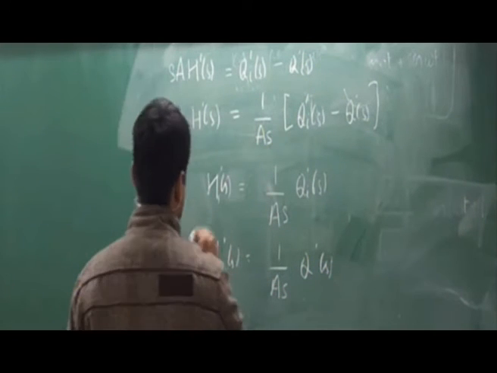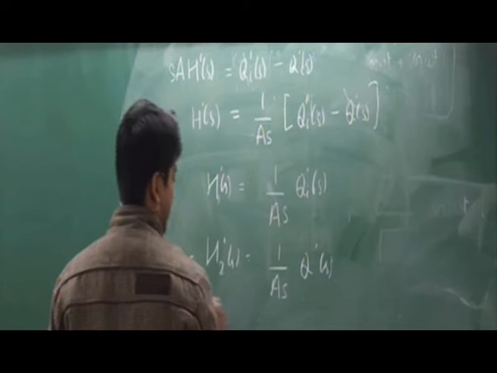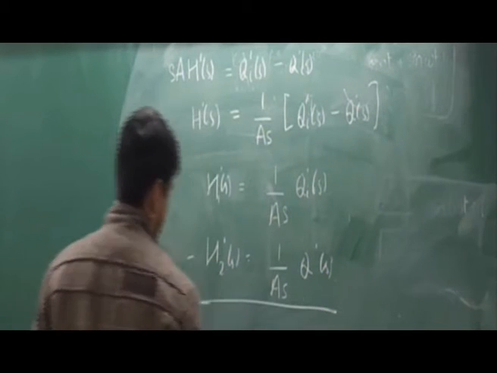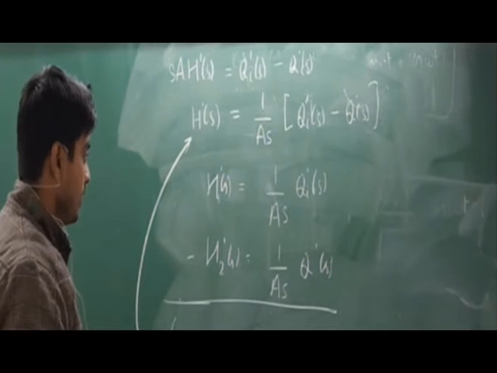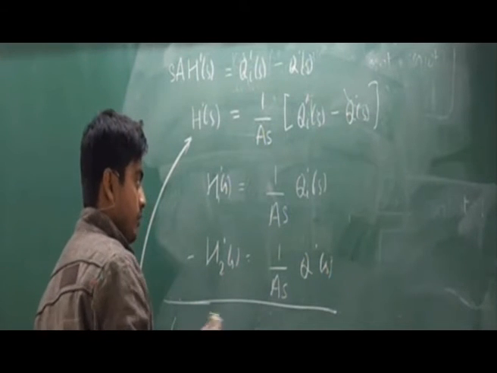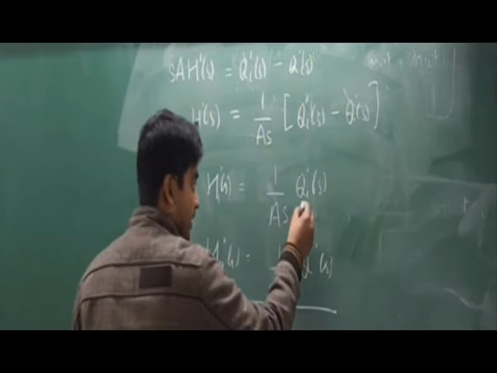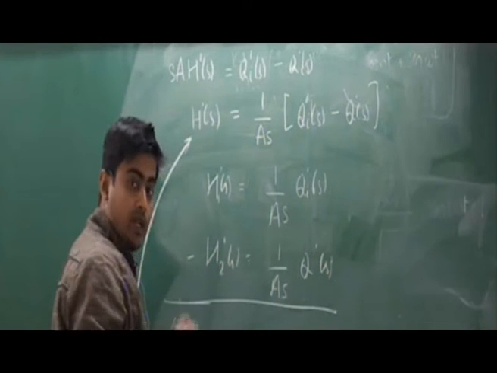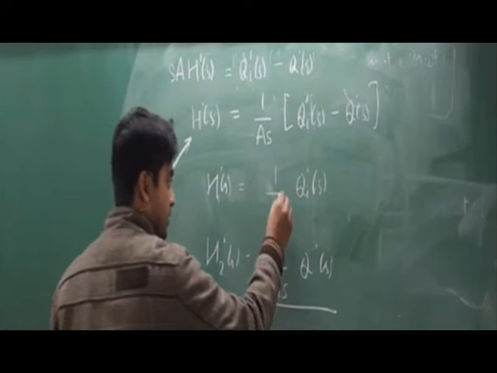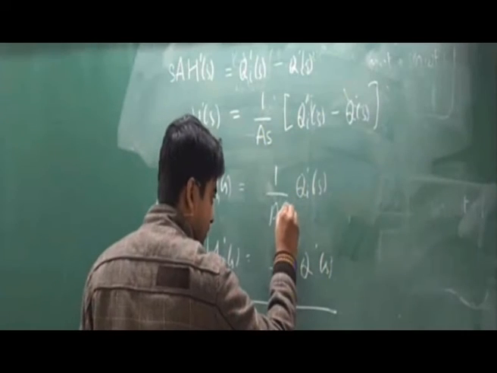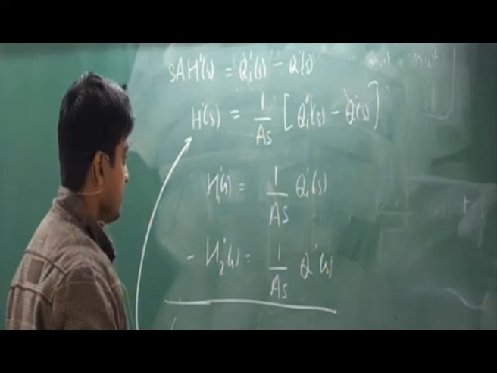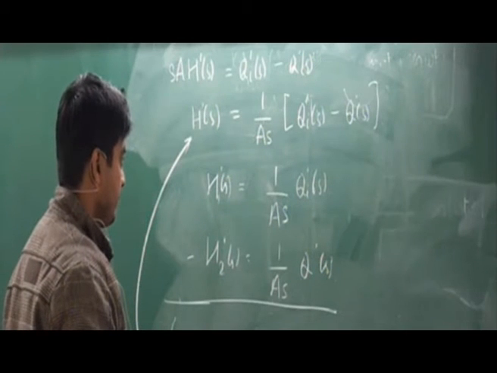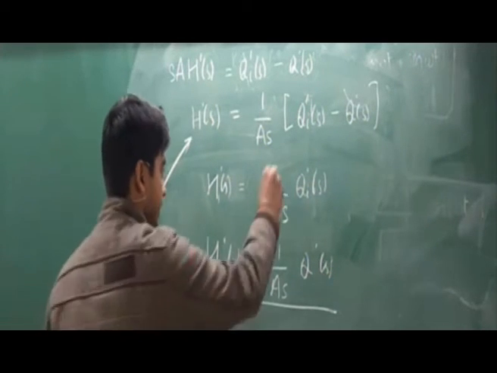And the difference of these two equations will give you this one. Okay, so the integrating process means that the relationship between the input and output is governed by a factor 1 over s. So this is the integrator.